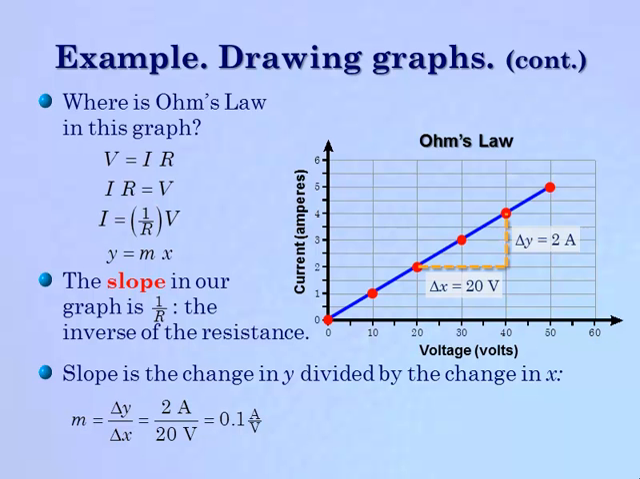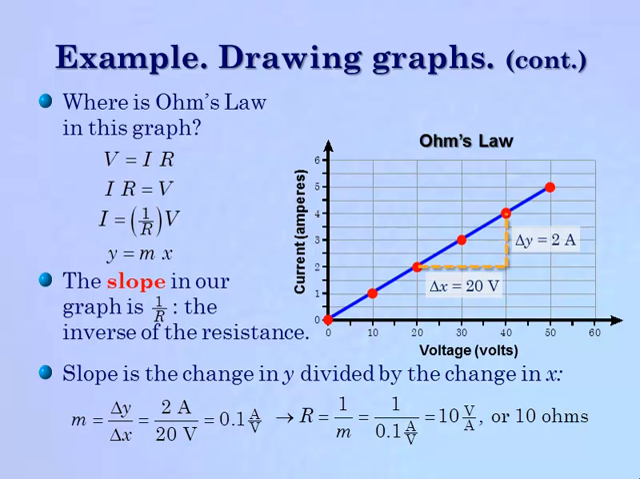So since the slope is the change in y divided by the change in x, in this case, if we look at our line, we have the change in y is 2 amps and the change in x is 20 volts. That'll be 2 amps divided by 20 volts is equal to 0.1 amps per volt. And that's our slope for this line.